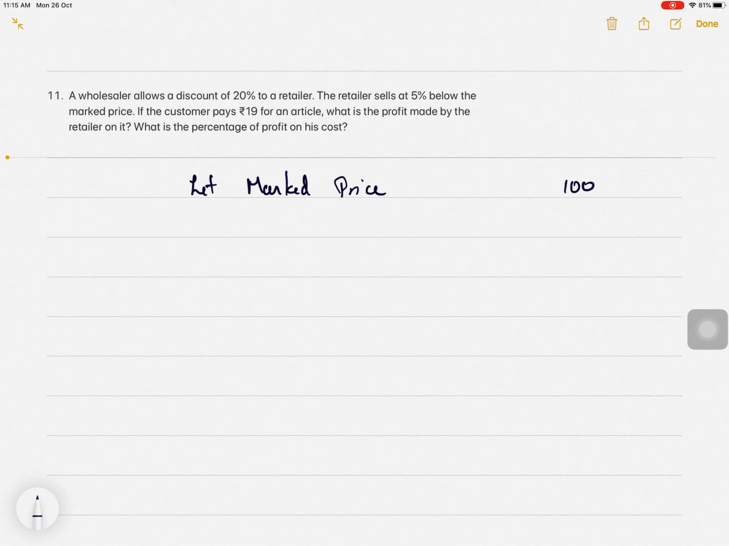If the marked price is 100, less trade discount to the wholesaler of 20%, so 20. So this is your retailer's price. The retailer sells at 5% below the marked price. For the wholesaler, the marked price is 100 and he gives a 20% discount, and 80 rupees is the invoice price.